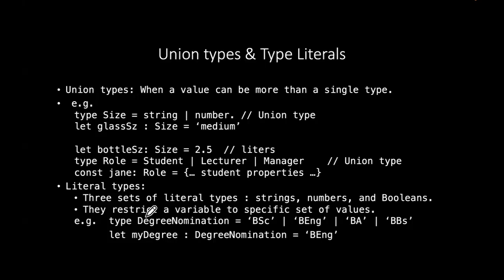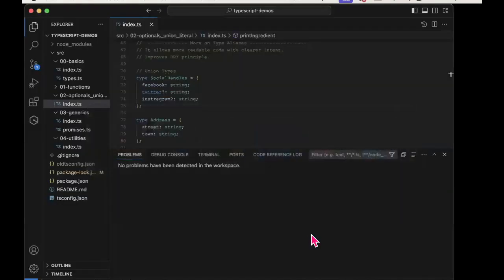So I've got a type called degree nomination, and the only valid values for a variable of that type are BSc, BEng, and so on across. Then I declare a variable of degree nomination, and I have to assign it one of these actual literal values, hence the name literal type. Otherwise, the compiler is going to complain. And I think there's more examples of that in the code.